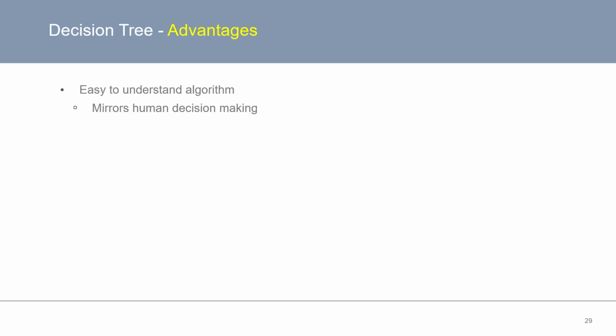Now let's review the advantages of decision trees as a representation. First, they are easy to understand as an algorithm, which closely mirrors how human decision-making takes place.